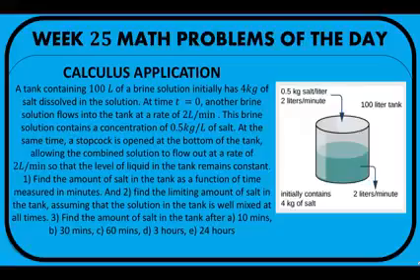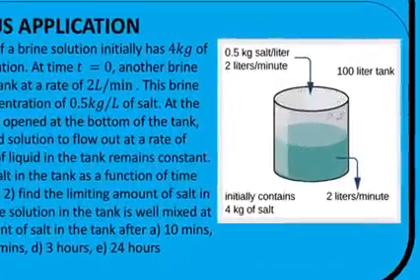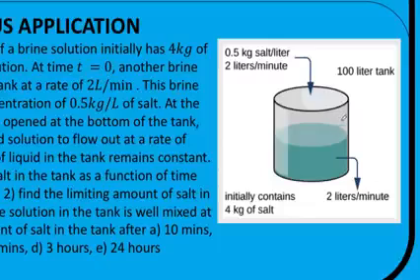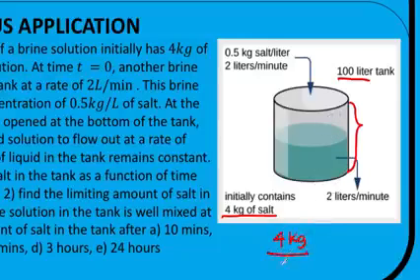Let's analyze this problem. What we have here is a tank, and the tank contains 100 liters of brine solution. So the amount of liquid in this tank is 100 liters. Initially, this tank contains 4 kilograms of salt. So that means the amount of salt in the tank initially is 4 kilograms out of the 100 liter solution. In other words, there are 0.04 kilograms of salt per liter of this liquid.